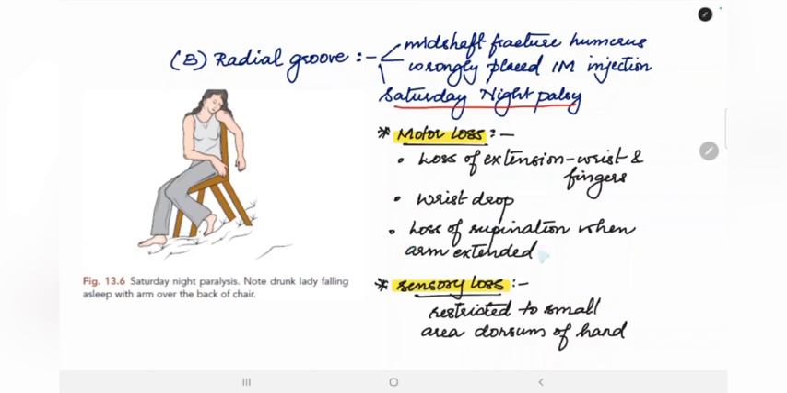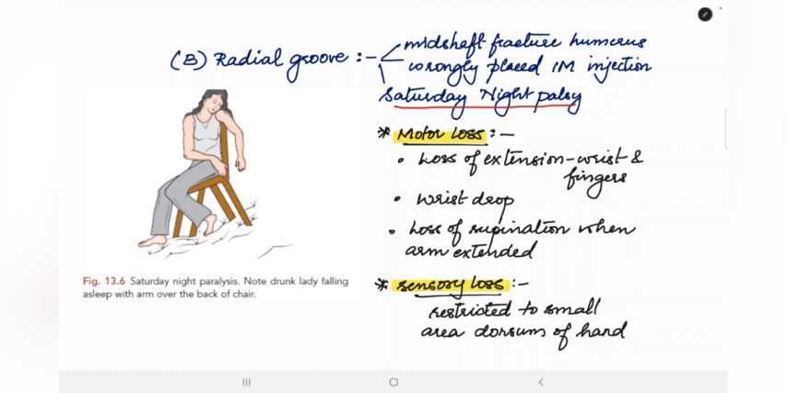There will be loss of supination when the arm is extended, and the sensory loss is restricted only to a very small area over the dorsum of the hand between the first and the second metacarpals. Just a small area is affected.